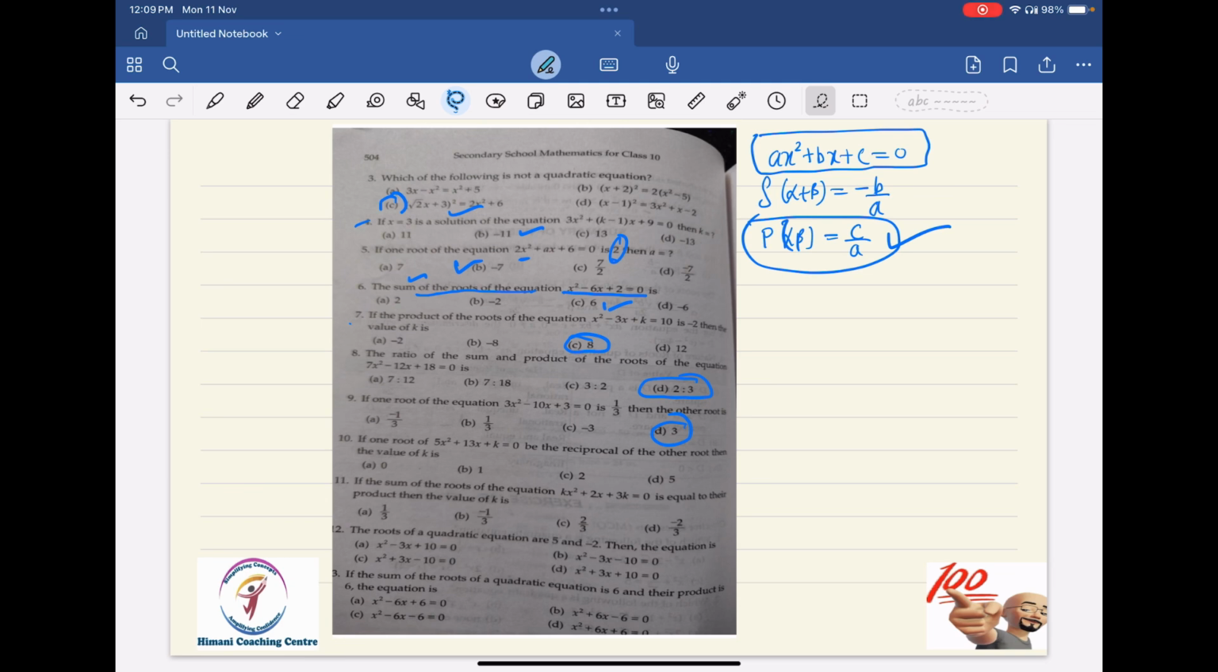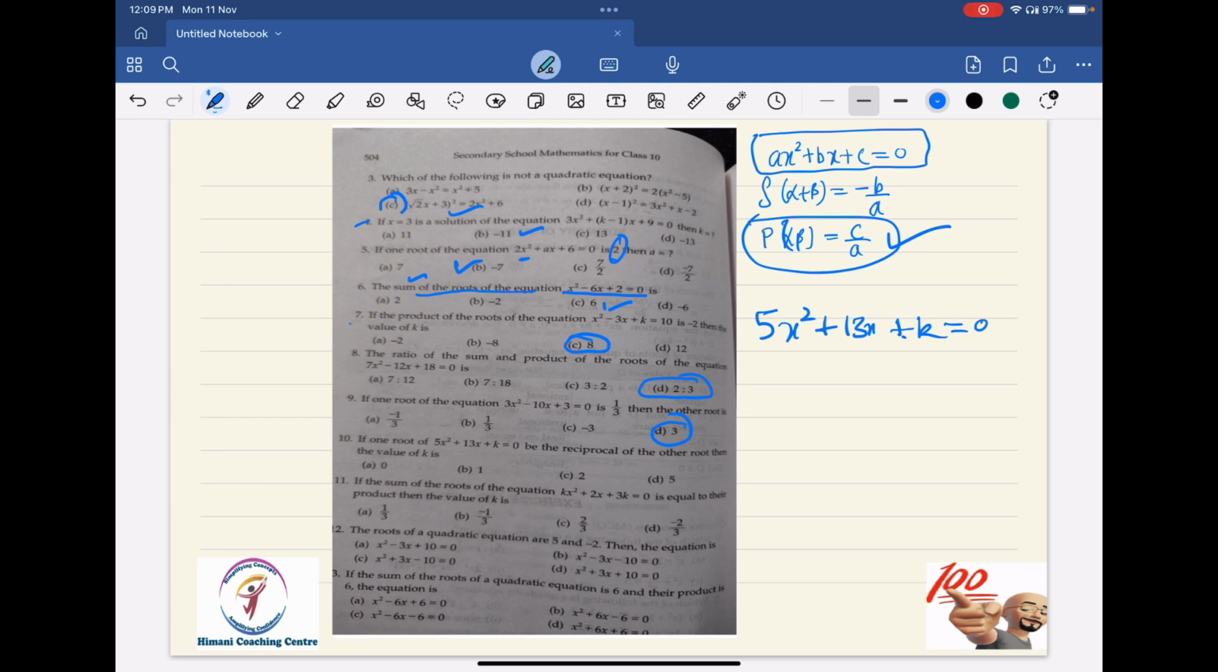Now let us look at the next question. Here it says, if one root of 5x square plus 13x plus k equals 0 is the reciprocal of the other root, then we have to find the value of k.